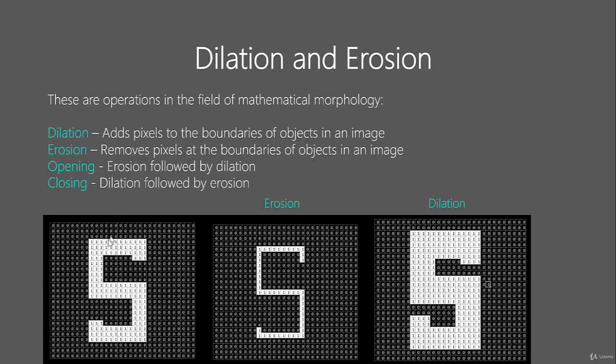Dilation, however, does the opposite. Dilation adds pixels to the boundaries of an object here. So this is why the S becomes much thicker in our dilated segment here. So what about opening and closing here? Opening and closing are actually useful functions that combine the dilation and erosion together. So opening is erosion followed by dilation, and closing is the opposite, dilation followed by erosion.